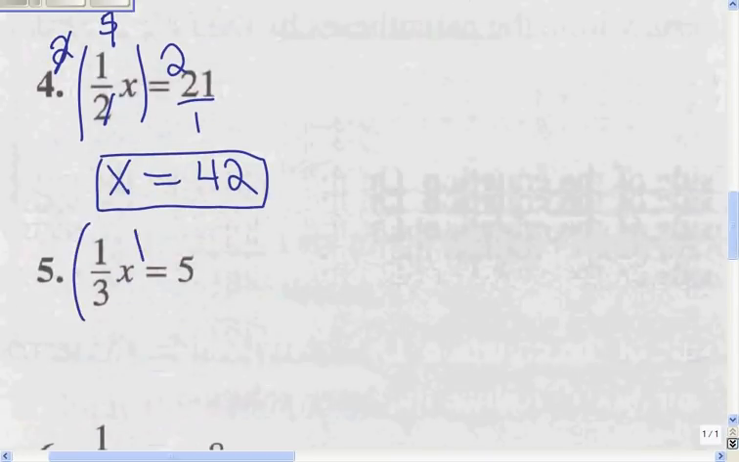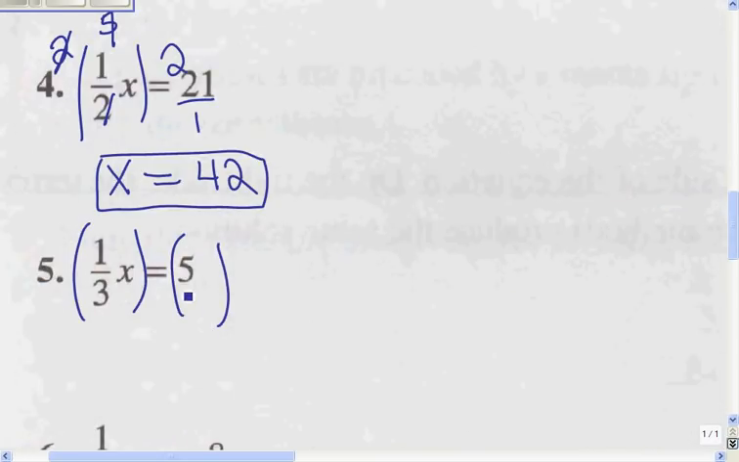Here, the common denominator again is 3 because this is over 1 and 1 and 3 are factors of 3. So 3 is the common denominator. The 3 cancels out here, and again I have 1x, and 1x is the same as x. And here I got 3 times 5, which is 15, so x equals 15.